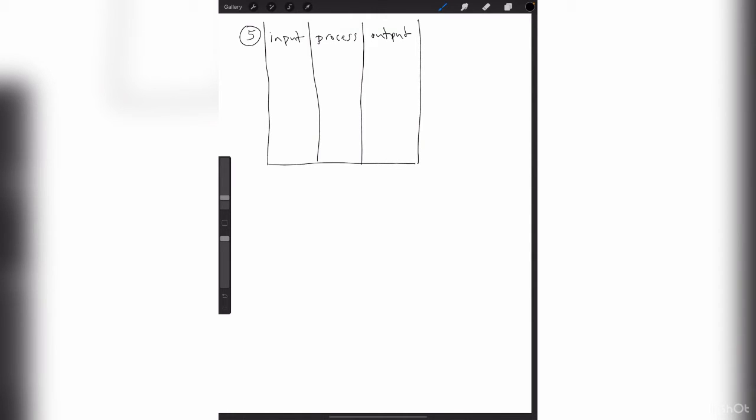Problem number 5 gives me another column. So I have my input, my process, and my output. Hopefully, in the beginning, you might be confused and just thinking, what's going on? Hopefully by now, you're starting to get the hang of this input, process, output thing. All right, so I'll go ahead and do that.